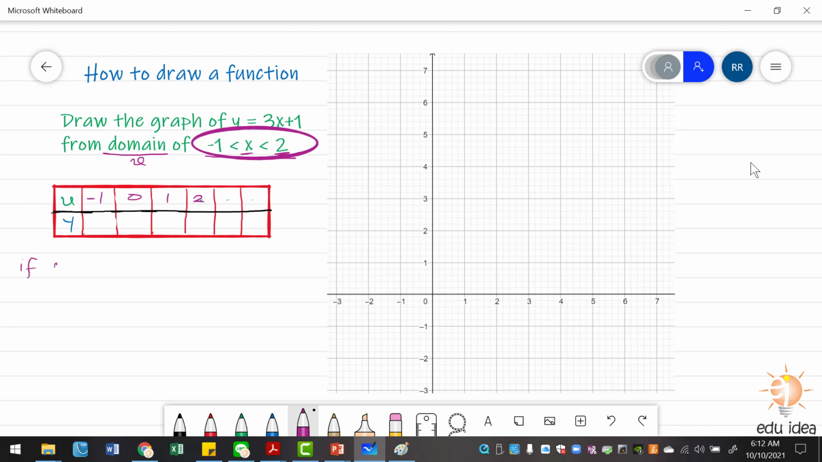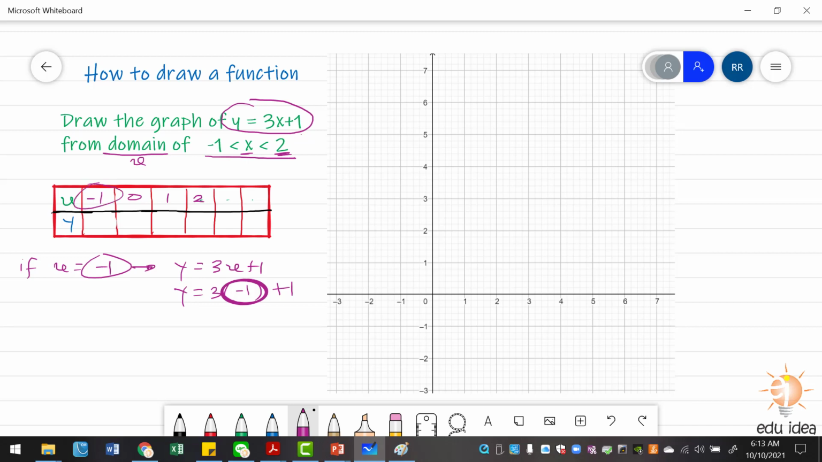If x equals minus 1, because we start from minus 1 here, then we want to find the value of y. Since the function is y equals 3x plus 1, y will become 3 times minus 1 plus 1. Again, this minus 1 comes from here because we're starting from minus 1. So let's plug that in. 3 times minus 1 is minus 3. Minus 3 plus 1 is equal to minus 2. So let's plot this minus 1 comma minus 2 into the graph. It's about here.